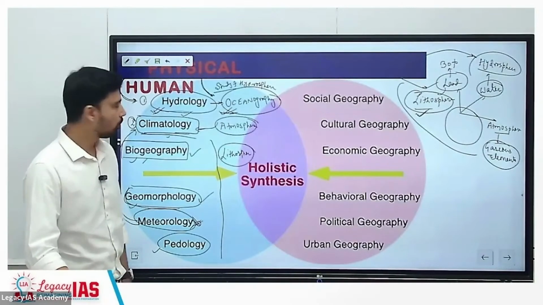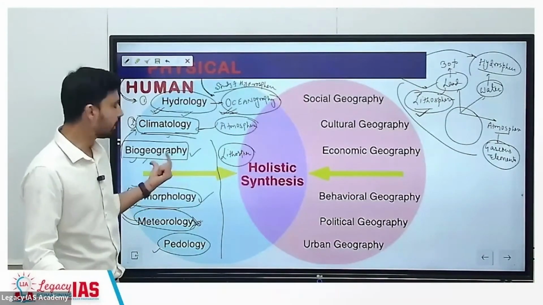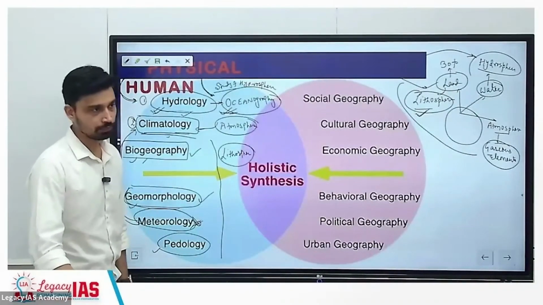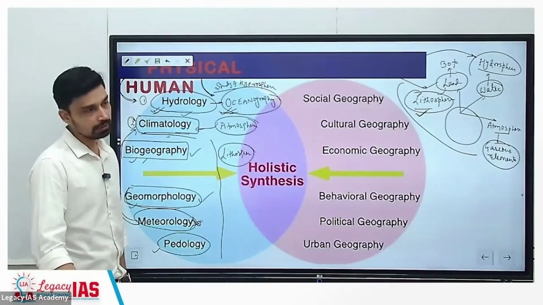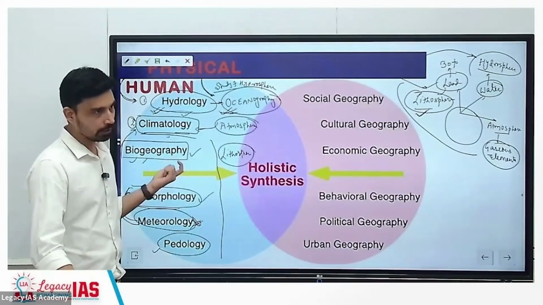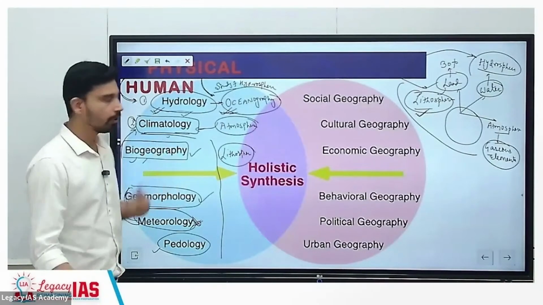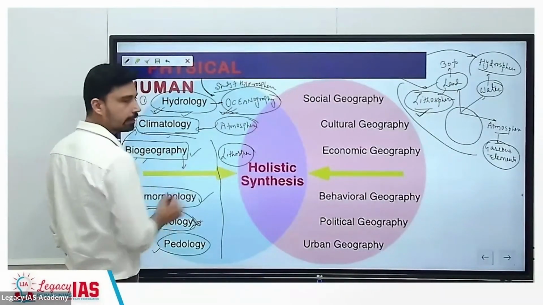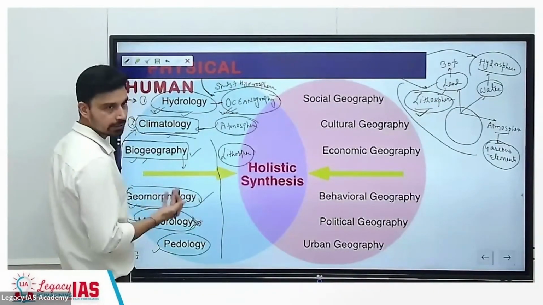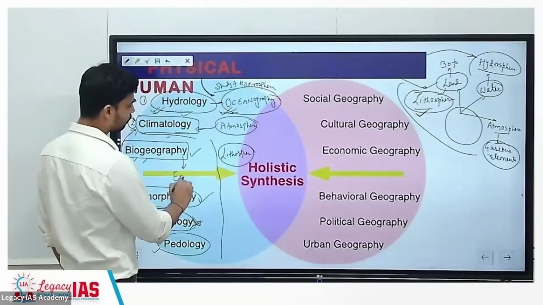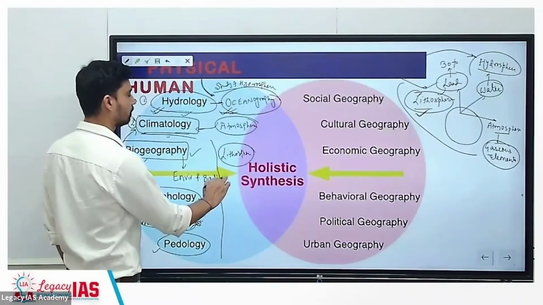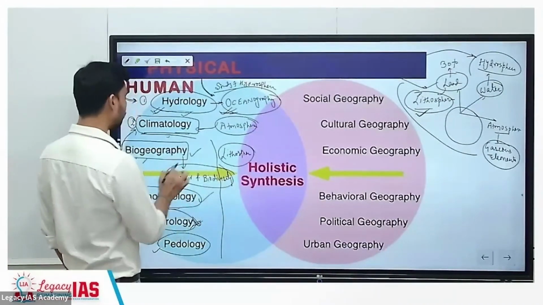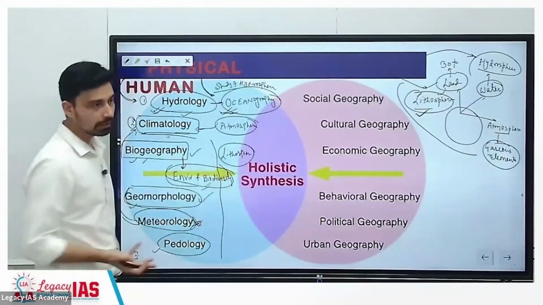Right? Now, what is this? Briefly, if we try to understand biogeography: bio means what? Life. So when you are studying the life forms on the earth, whether plant life or animal life, that is what we call biogeography. In UPSC you have to study biogeography. However, they have dedicated a separate subject to it. What is that subject in the UPSC syllabus? Environment and biodiversity. So a detailed discussion of biogeography will be done when you are studying environment and biodiversity.